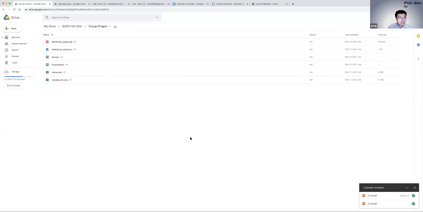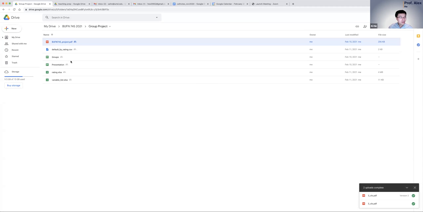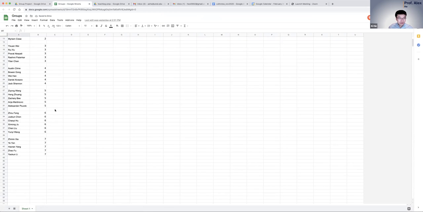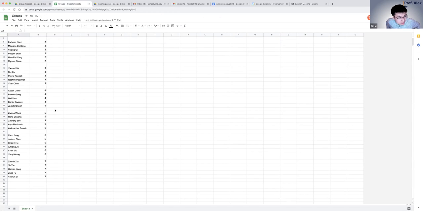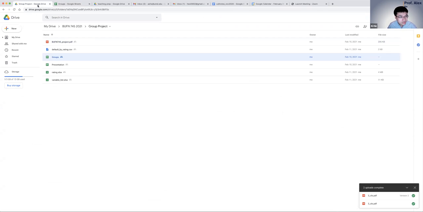So in the Google Drive, you can see several things. I'll just show you very quickly. So that's the group project folder. The PDF file has everything you need about what to do. And then there are several data sets, and there are two spreadsheets. One is your groups, which is based on which time zone you're in. There's only one exception because there are two people in Europe, so I'm putting them together with some people in the US. But for all the other groups, you should be in the same time zone, and there are seven groups in total. So you can check that spreadsheet to see who your teammates are.